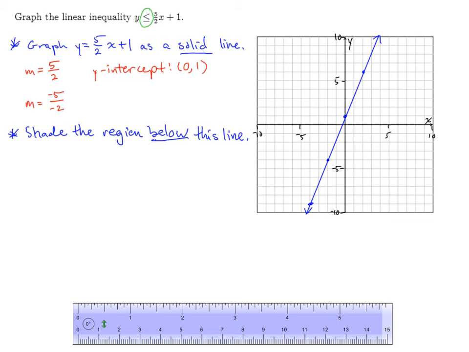The line represents where y equals 5/2 x plus 1. All points below that line will be solutions to the inequality y less than or equal to 5/2 x plus 1. So I'll come over and shade. And I'll fill this in as best I can, just shading this region to show all solutions to this linear inequality y less than or equal to 5/2 x plus 1.